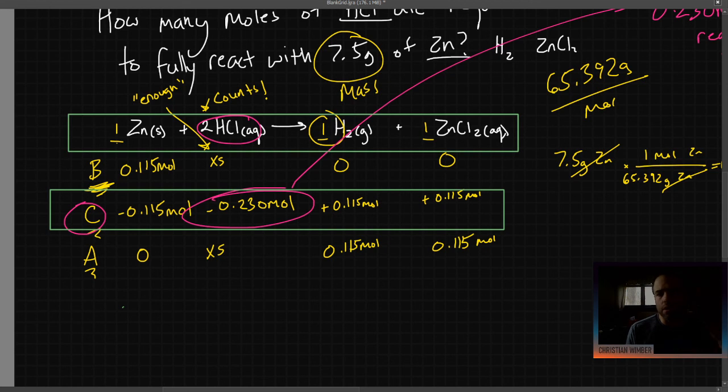Just remember that on the left, those are things we're using up. The reactants, we're using those up, so those are negative. On the right, those are the products. They stay positive.